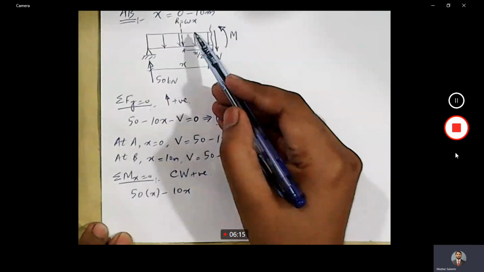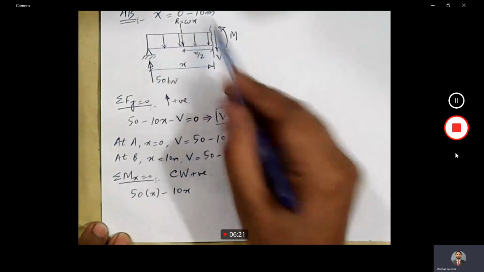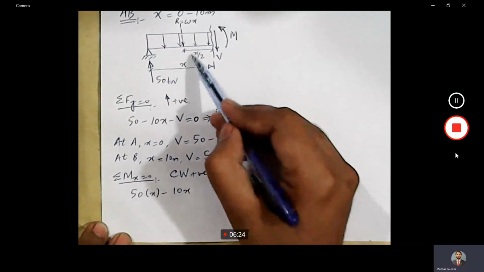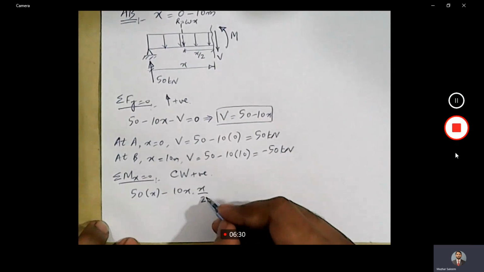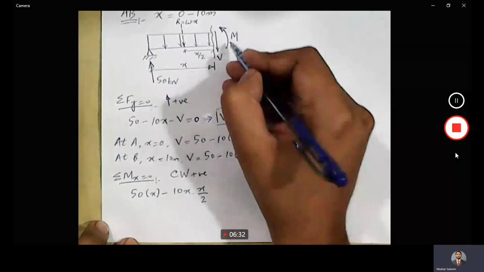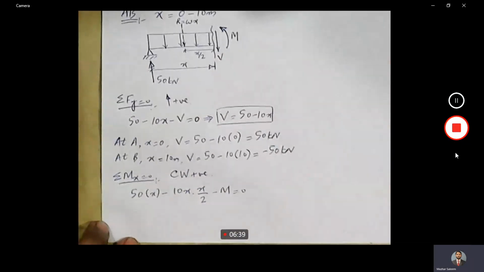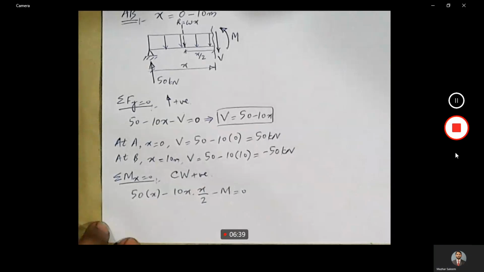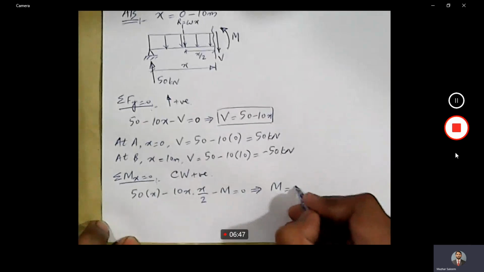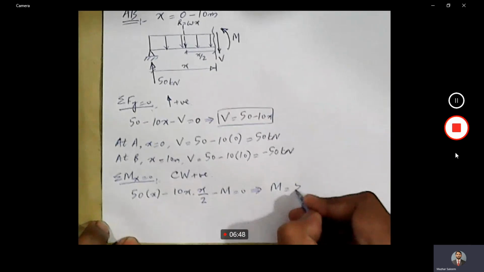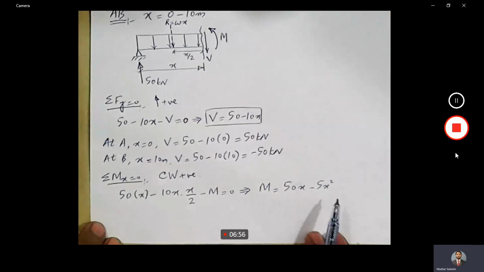10x. This 10x is the resultant of the UDL, that part of the UDL which is present on the left side of the section shown in this diagram. And what is the location of the resultant? It is x by 2. So multiplied by x by 2. That is the movement due to this UDL. And finally, we have this m, which is also acting in counterclockwise direction. So minus m is equal to 0. If I rearrange this equation, I get m equal to 50x minus 5x squared. This is the equation of bending moment for portion AP.